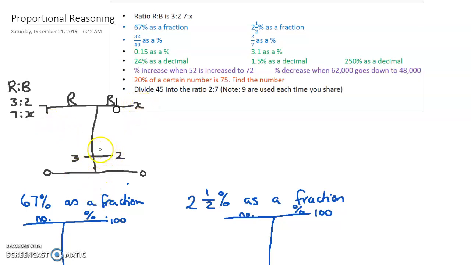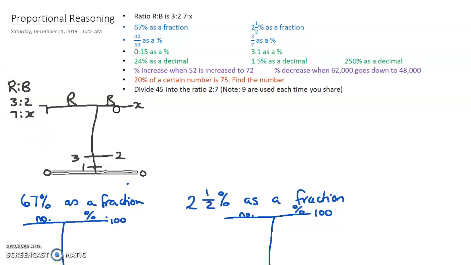So I have to say to myself, which side do I know both things on? I know that on the left-hand side. So I'm going to work out what 1 red is. And I'm going to start at the 3 because I know both of those numbers there. I can't actually start at the 7. I have to start at the 3.